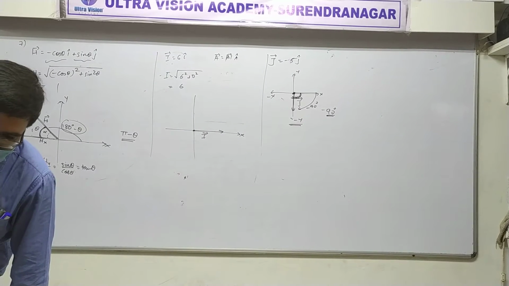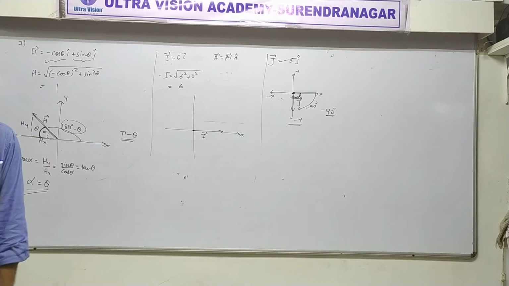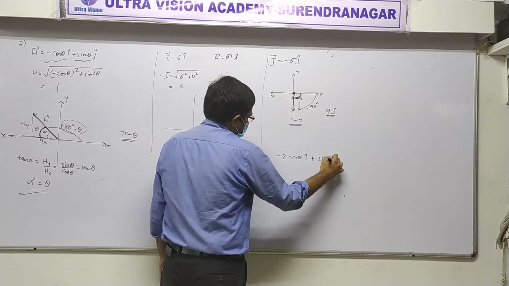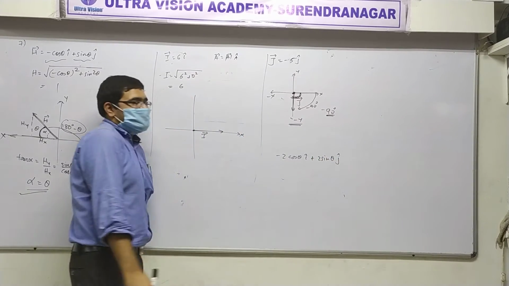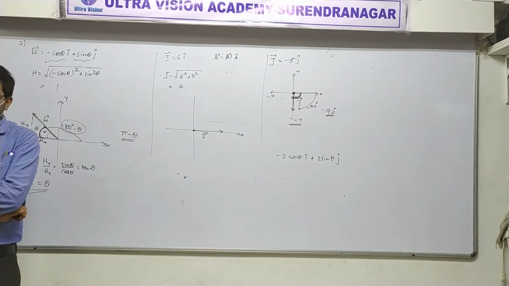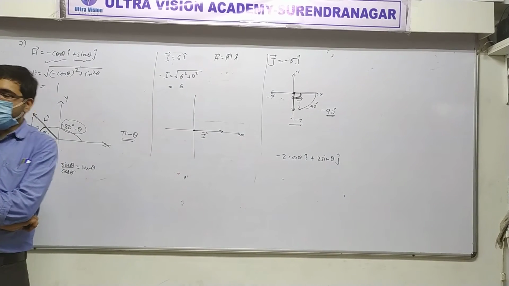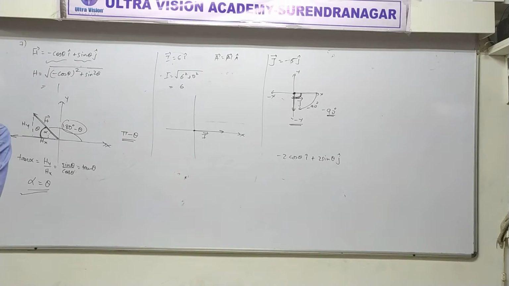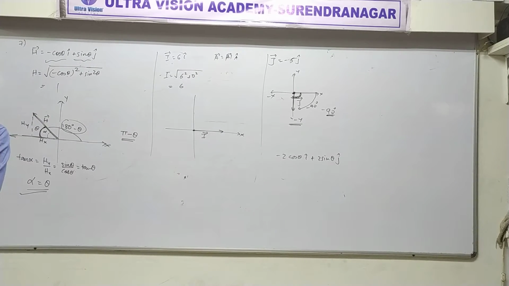And last one now. Minus 2 cos theta i cap plus 2 sin theta j cap. Sorry, 2 sin theta j. Right, who has done it? Okay, what's your answer? Magnitude first. 2. It will be 2 root 2. Then whose answer is 2 root 2? 2 is your answer. Whose answer is 2 root 2?